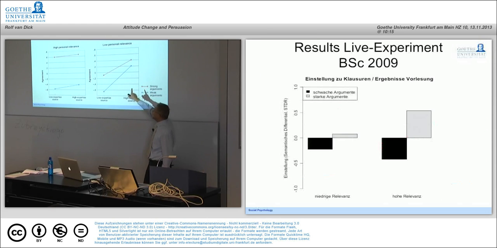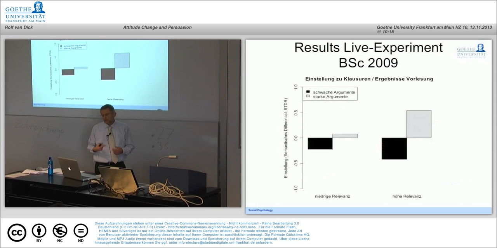However, when you look at the high personal relevance condition, you see that people pay less attention to whether the source is an expert or not, but they do pay a lot of attention to whether the arguments are good or not.